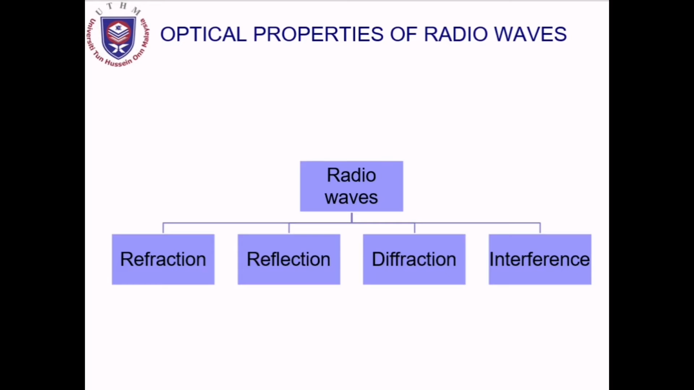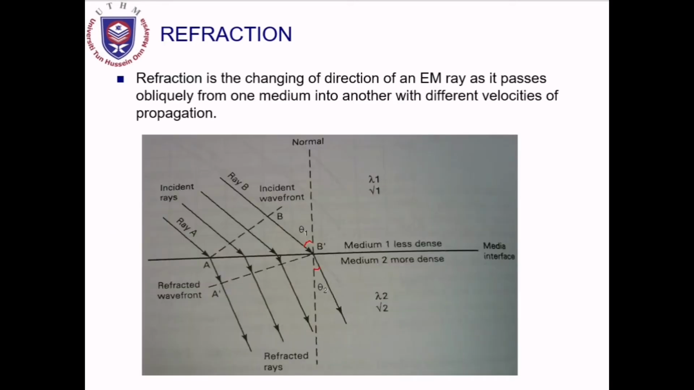Let's look into the optical properties of the radio wave or EM wave. It has four properties: refraction, reflection, diffraction, and interference. First we are going to discuss refraction. Refraction is the changing of direction of an EM ray or EM wave as it passes obliquely from one medium into another with different velocities of propagation.